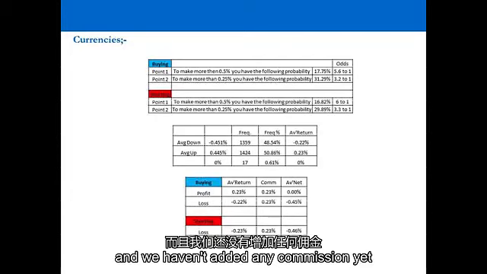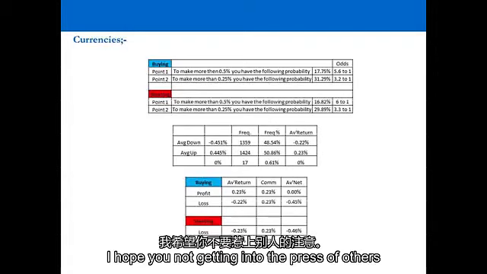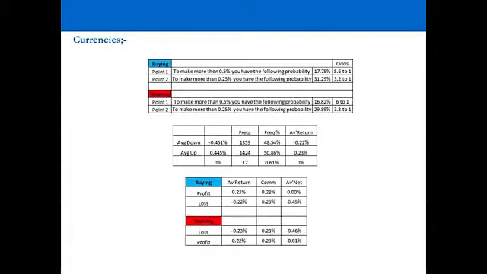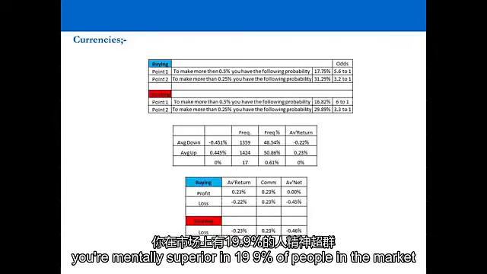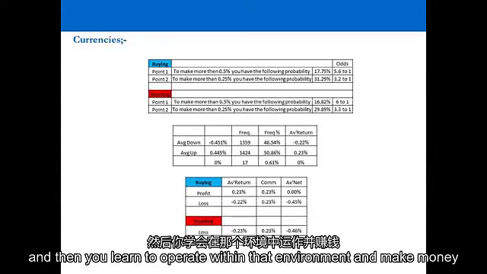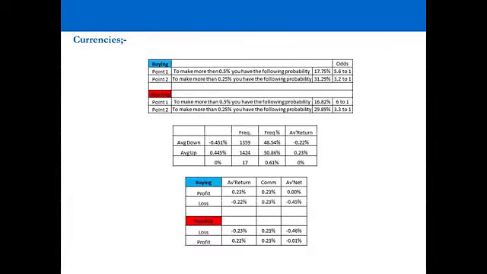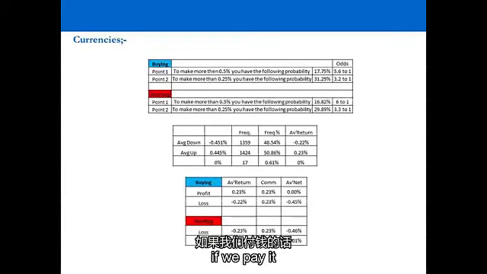And we haven't added in commission yet. These are all gross numbers. I hope you're not getting too depressed about this. You don't need to get depressed, because it's fun. Once you know these numbers, you're mentally superior to 99% of people in the market. And then you learn to operate within that environment and make money. What's the level where we get wiped out on a normal day if we pay it? 23 basis points.